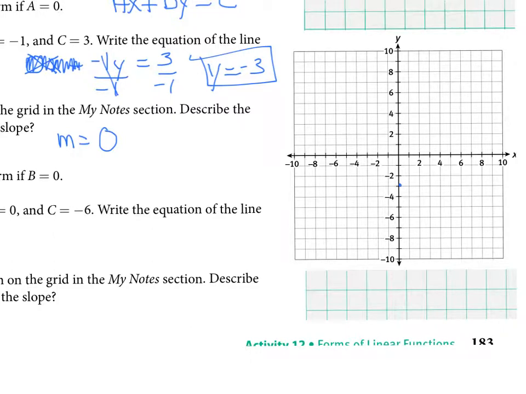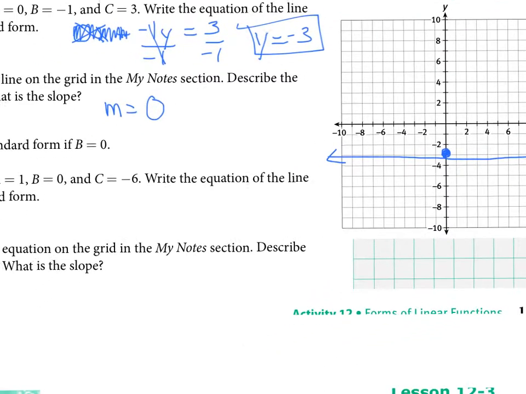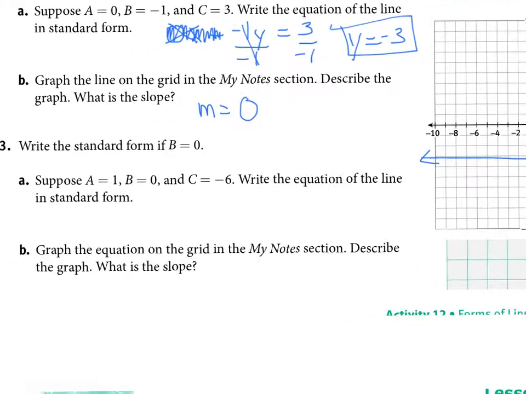y equals -3. And then we draw a horizontal line. It's not a very good one, but that's it. Okay, so that is how to use standard form.